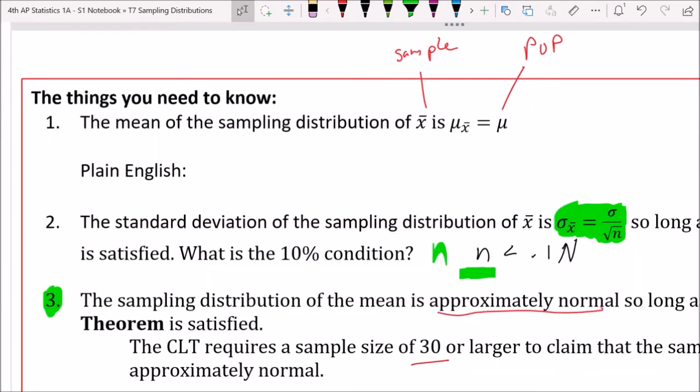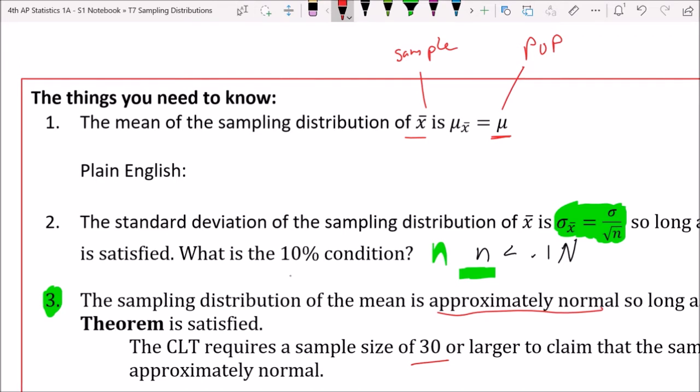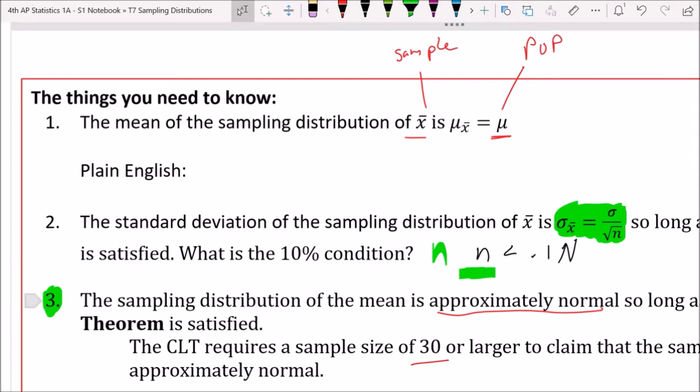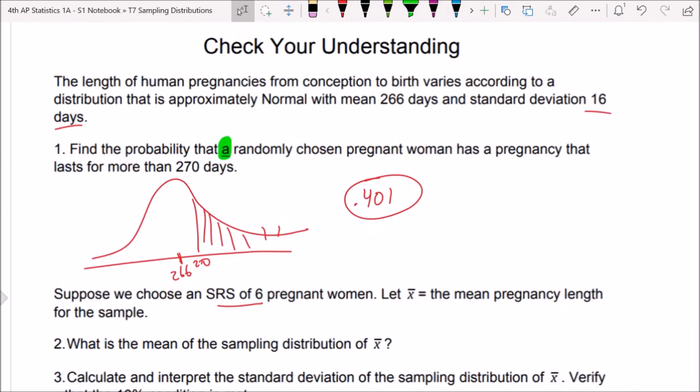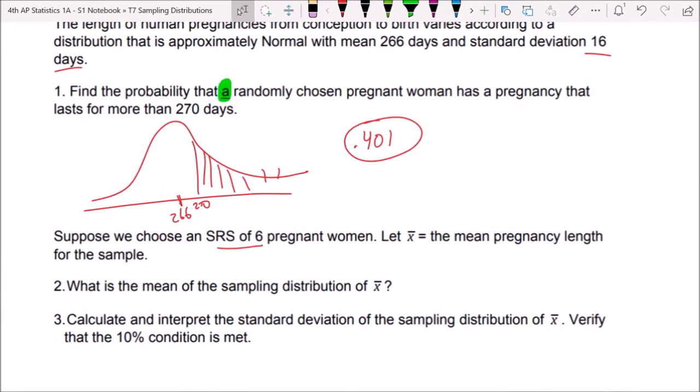Okay, the mean of the sampling distribution of x bar is just mu. And in this question, they told us that. They told us it was 266. What about the standard deviation of the sampling distribution? Well, now we get to use this formula. Sigma sub x bar is equal to sigma over the square root of n. So here we go. The mean of the sampling distribution is exactly what they told us above. The mean of x bar is 266.